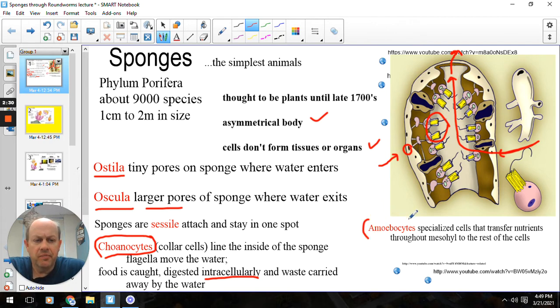Another cell is called amoebocytes, and amoebocytes are specialized cells that help transfer nutrients throughout this mesohyl to the rest of the cells. Okay, so those are kind of two feature cells, choanocytes and amoebocytes. Typically, we would call sponges sessile, meaning that they're not going to move around. So once they find a spot, that's where they will stay the rest of their lives.